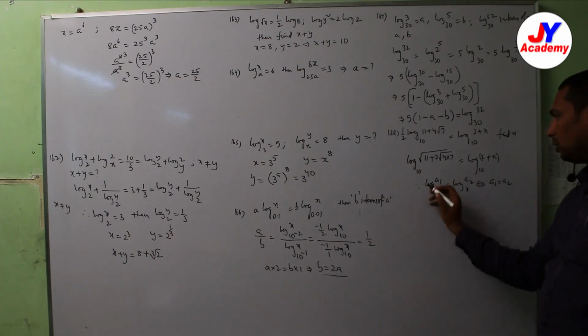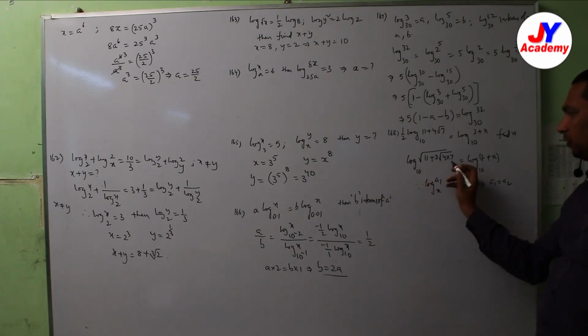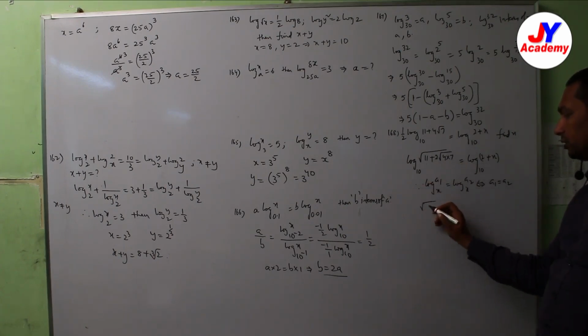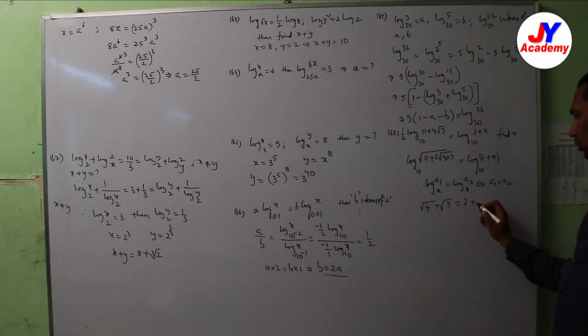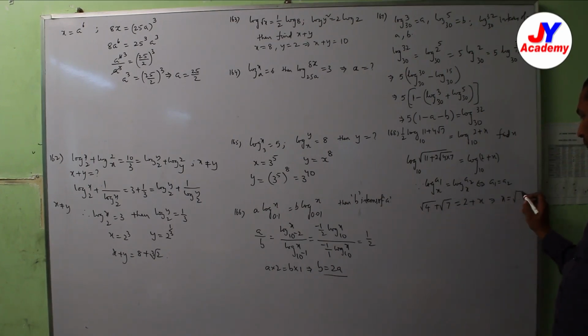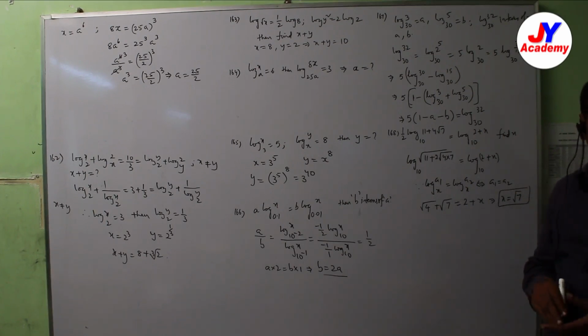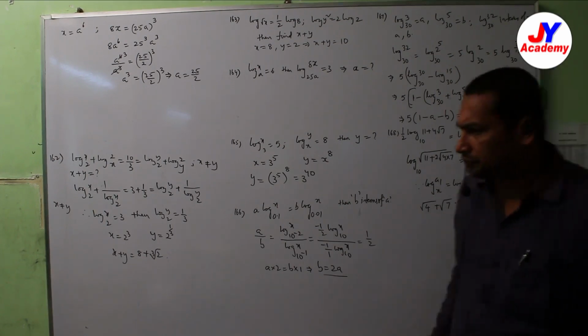Right? So what about here? 4 plus 7, 4 into 7. So root 4 plus root 7 is equal to 2 plus x. Root 4 is 2. So then what is the x value? Root 7. That's the required value.